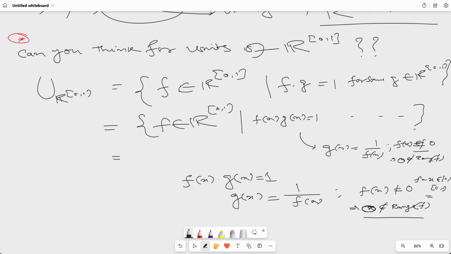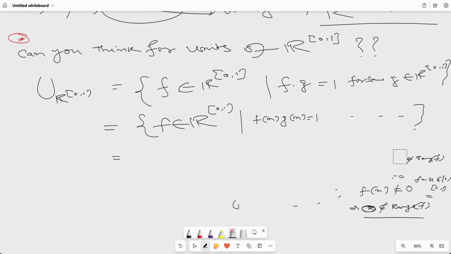Right? Suppose f(x) is 0, so 1/0 is not defined. You cannot define 1/0, right? So 0 should not be inside the range of f, right? So this is my point here. Am I clear? I think I am clear with you.